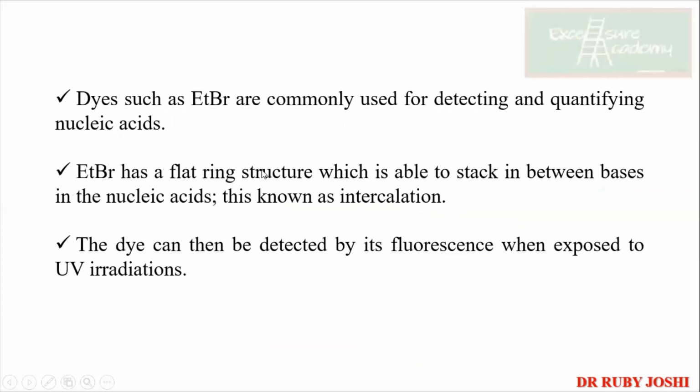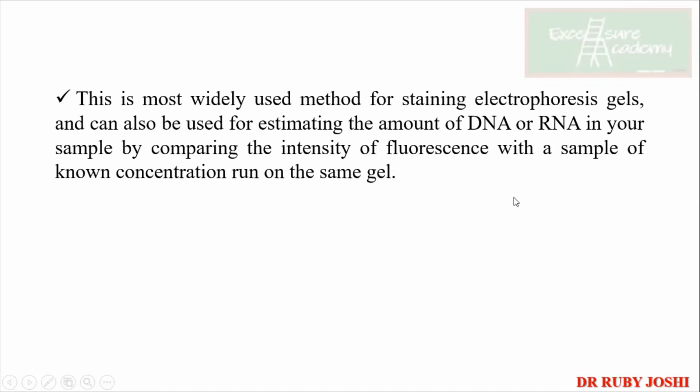So this is all about EtBr, which I already said. We use it for detection and quantifying nucleic acid. If the DNA is intact, then EtBr can get intercalated. If it is not, then it will be washed off with the buffer. This is the most widely used method for staining the electrophoresis gel.